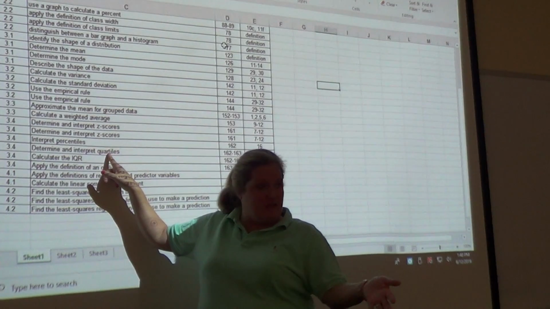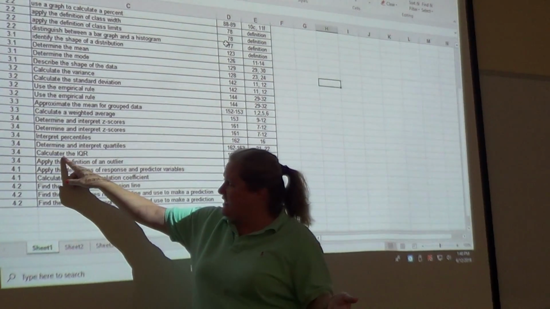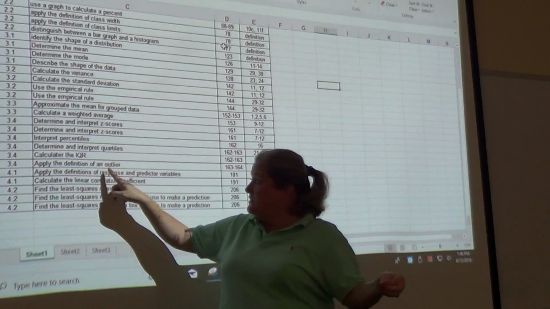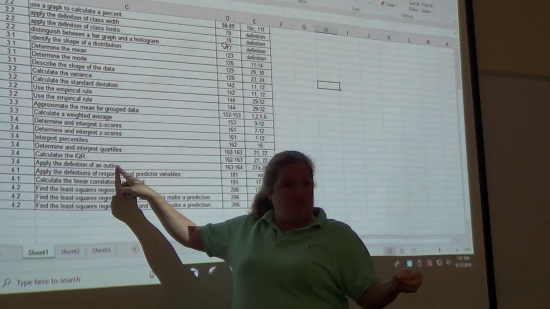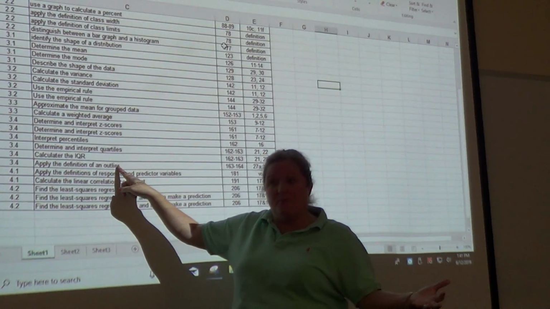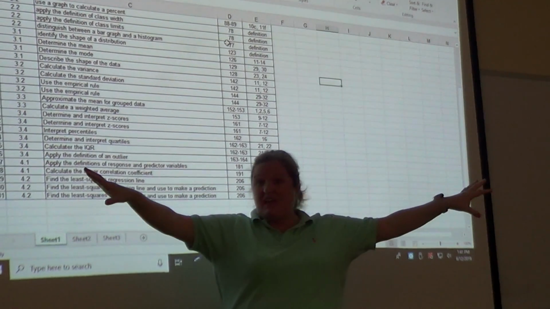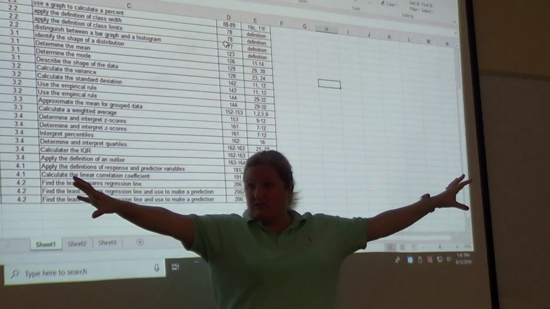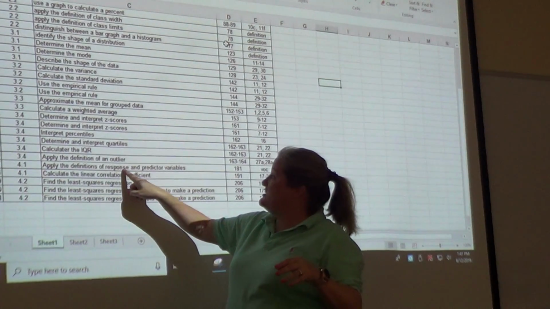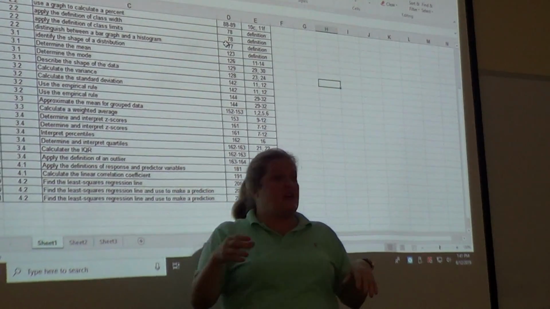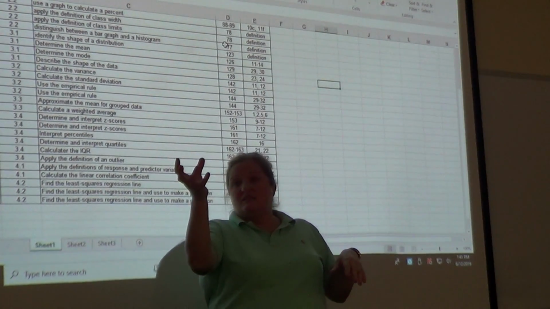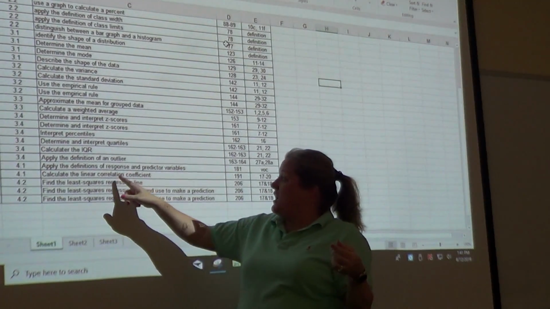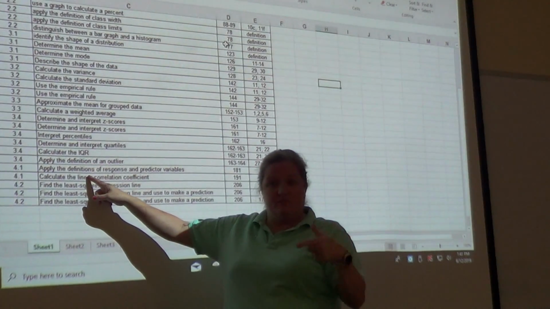1-Var Stats, look at the second page of your calculator. Calculate the interquartile range, Q3 minus Q1. It's on the formula sheet. Apply the definition of an outlier. What does an outlier mean? I may even say, what is the outlier? You may have to find the lower fence and upper fence. Apply the definition of response and predictor variables. I may say, does the speed determine the depth, or does the depth determine the speed?